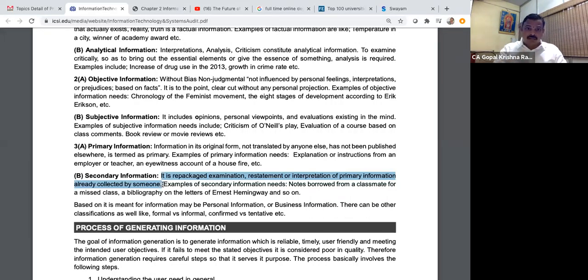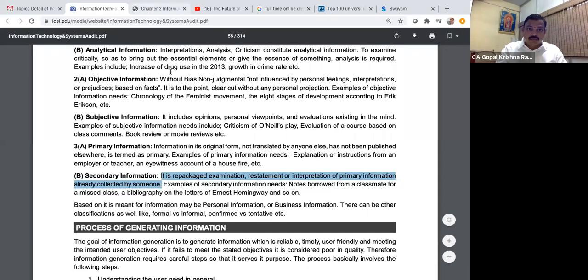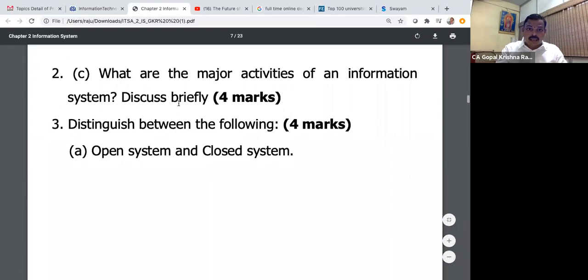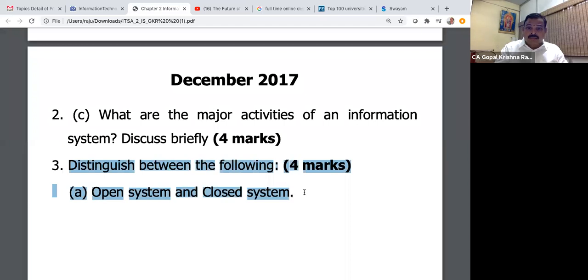Okay, very important. So that is an exam question. Now I'll take you to another interesting question. System. Look at this 4-mark question: open system and closed system. This is coming in the first part of your second chapter.